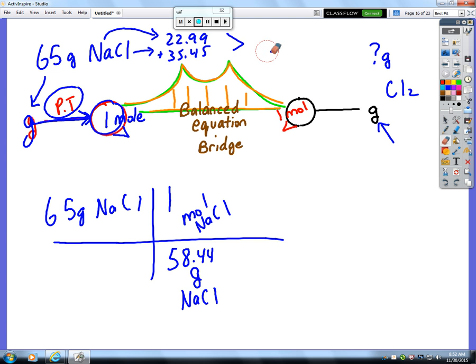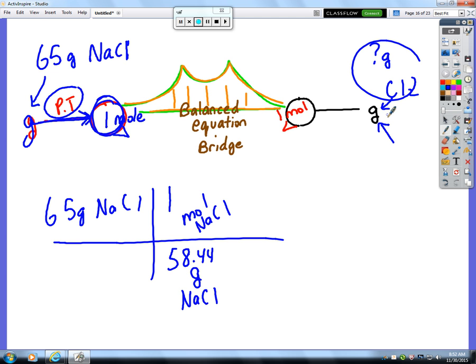Okay? Now, where am I physically right now? I am physically right here in the mole hole for sodium chloride. But I don't want to be there. I want to go all the way over to grams of chlorine right here. So now that I'm here, what do I have to do to get from the mole hole of sodium chloride to the mole hole of chlorine? Oh, you say, let's use the balanced equation. So let's cross that bridge. What was my balanced equation again? For every 2 Na, I need 1 chlorine to make 2 NaCl.